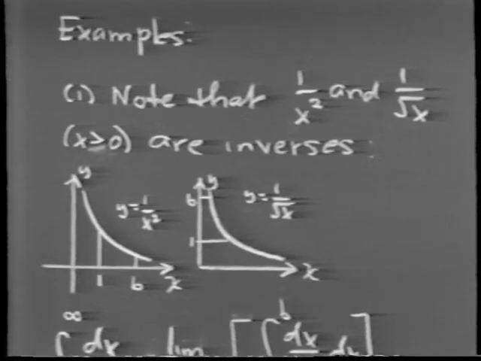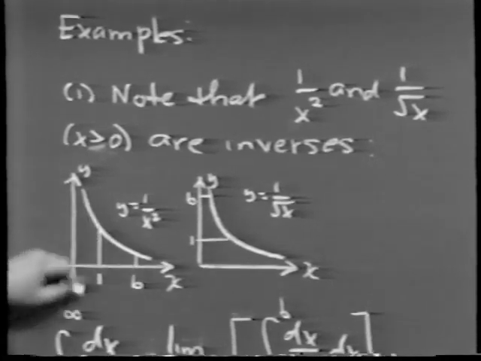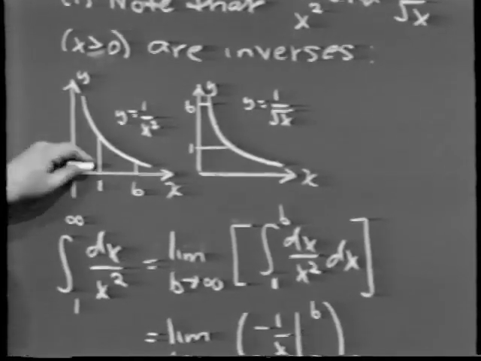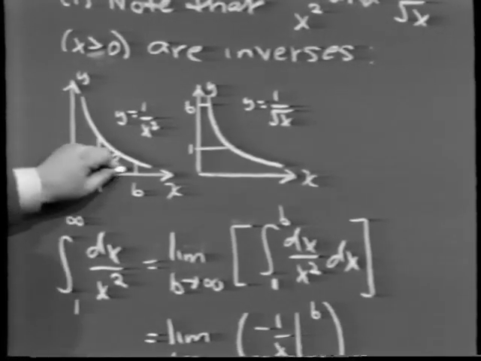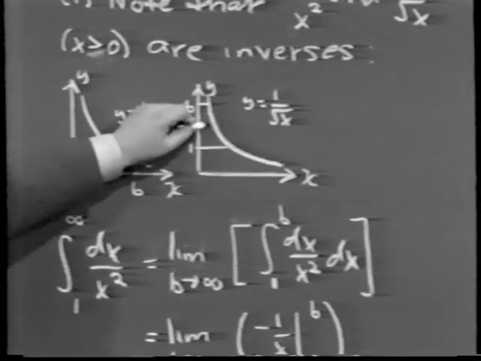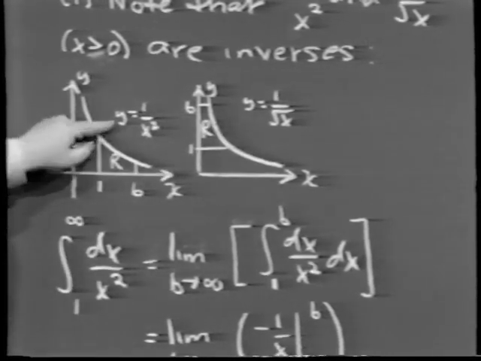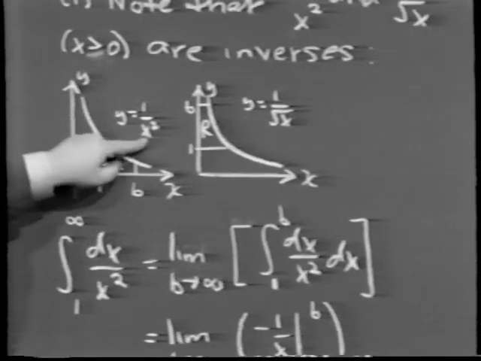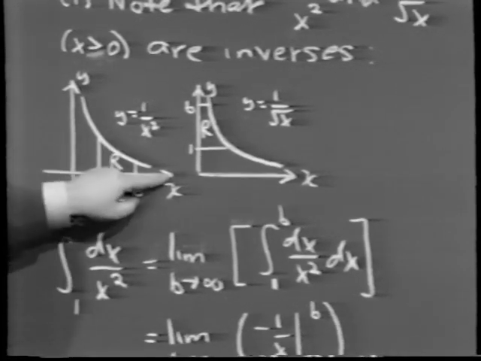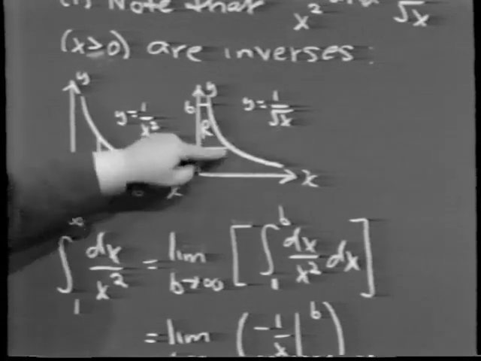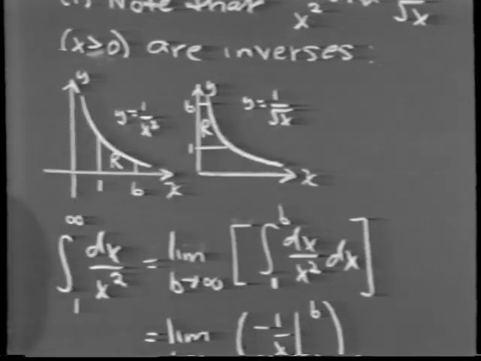You see, in particular, the integral from 1 to infinity dx over x squared, namely finding the area of this particular region, is the inverse of finding the area of this particular region. In other words, notice that y equals 1 over x squared behaves for large values of x the same as y equals 1 over the square root of x behaves for small positive values of x.